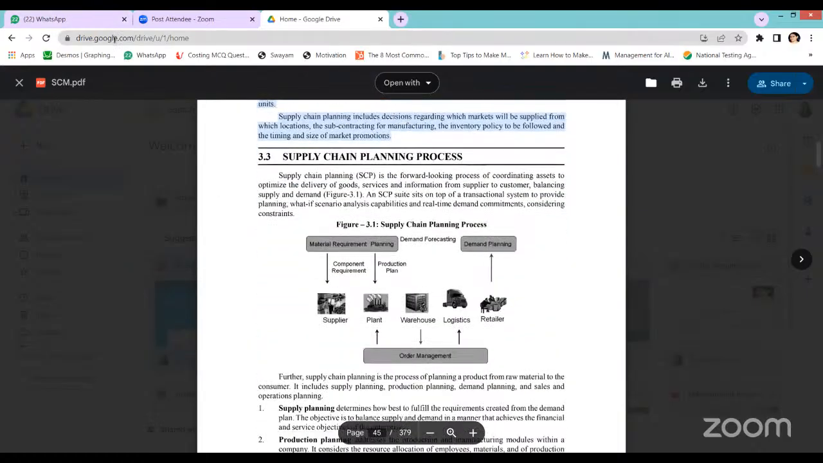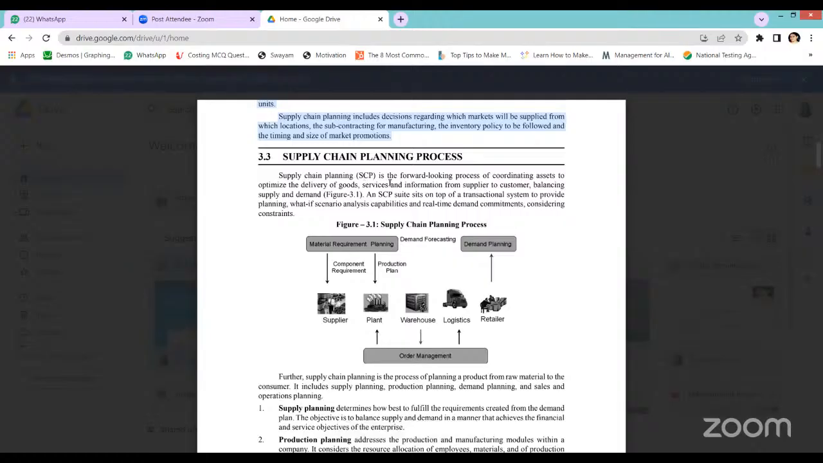Now let us move on to the supply chain planning process. Sometimes in flow my words are skipping. Okay. So, supply chain planning process: it's a forward-looking process of coordinating efforts to optimize the delivery of goods, services, and information from supplier to customer, balancing supply and demand. So don't write the figure.